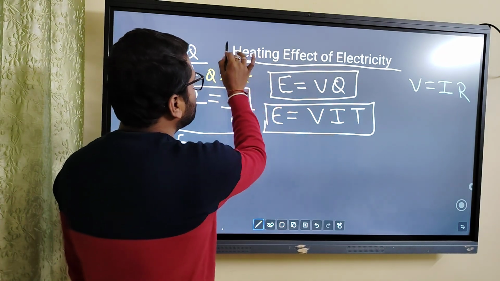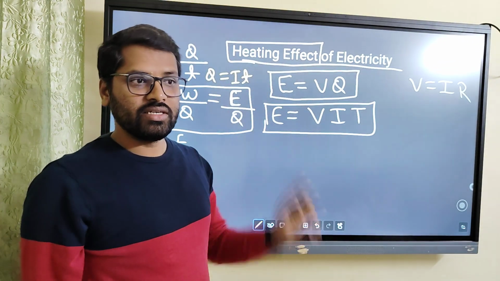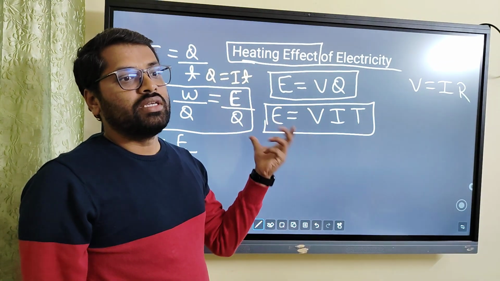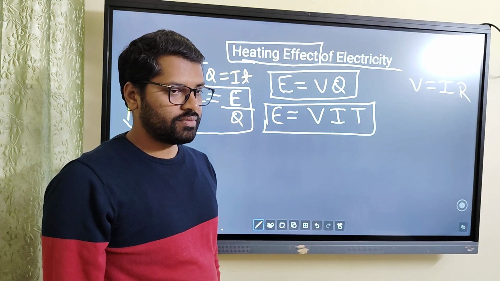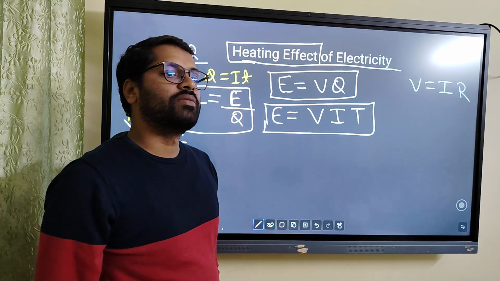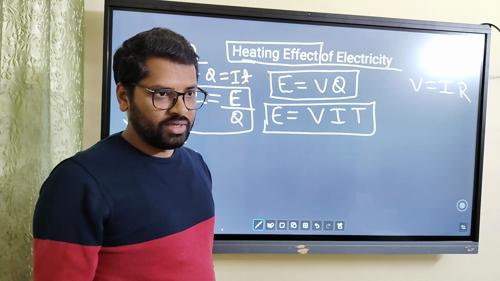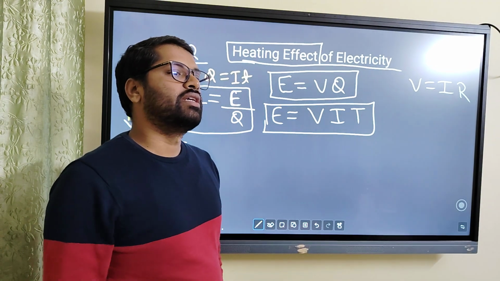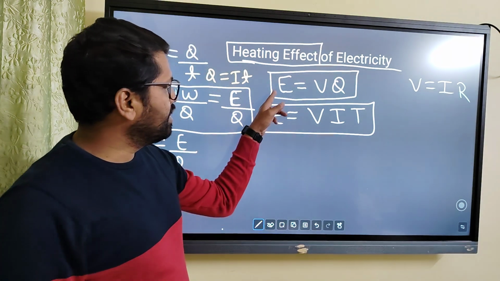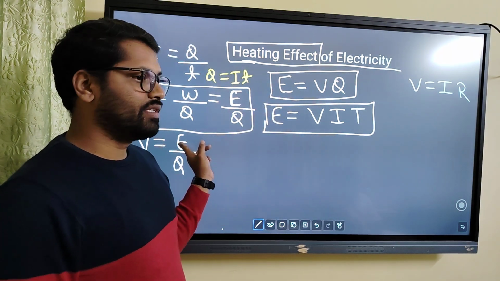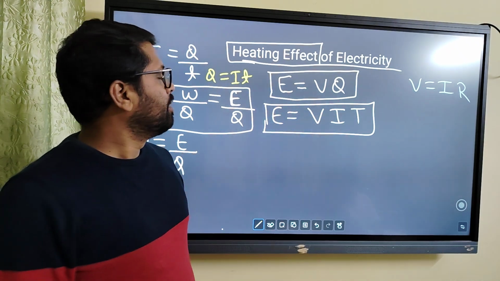Now, the heating effect. Heat is also a form of energy. Why are we taking specifically the energy equation only? Because heat is also a form of energy. You know that energy can neither be created nor destroyed. It can just transform from one form to another. Heat is a form of energy, and electricity is also a form of energy. So that's why we have taken the energy equation. Understood? So energy is VIT.